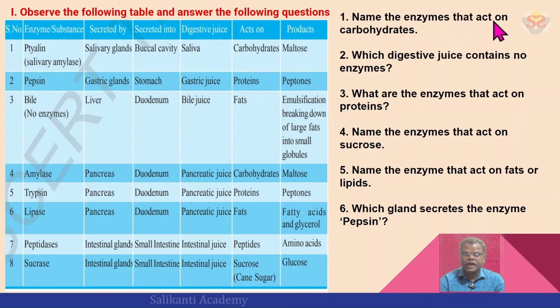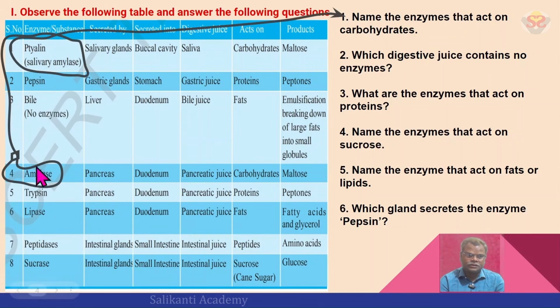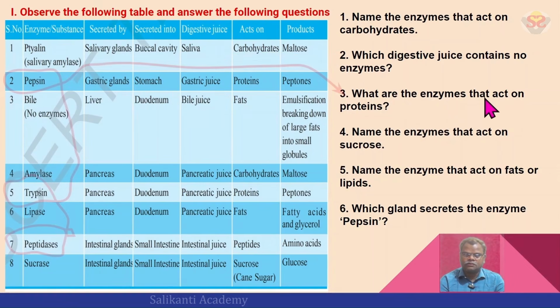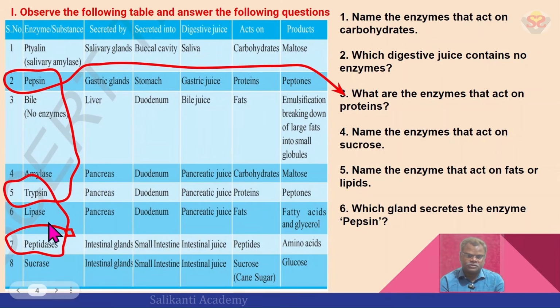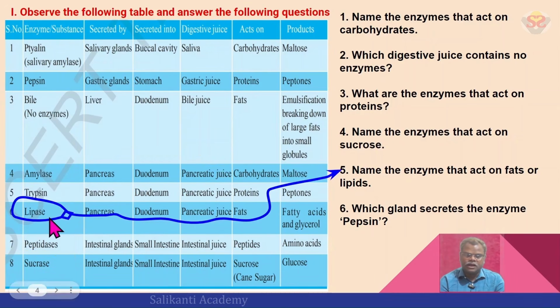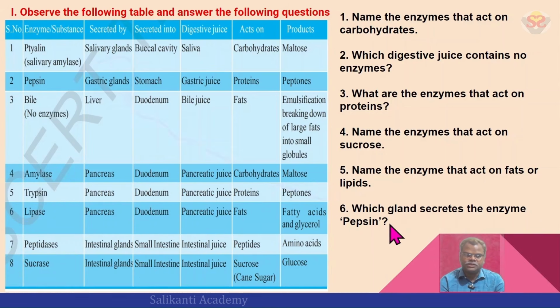Name the enzymes that act on carbohydrates. Ptyalin, amylase. Which digestive juice contains no enzymes? Bile juice. What are the enzymes that act on proteins? Pepsin, trypsin, peptidases. Name the enzyme that acts on sucrose. Sucrase. Name the enzyme that acts on fats or lipids. Lipase. Which gland secretes the enzyme pepsin? Gastric gland secretes the enzyme pepsin.